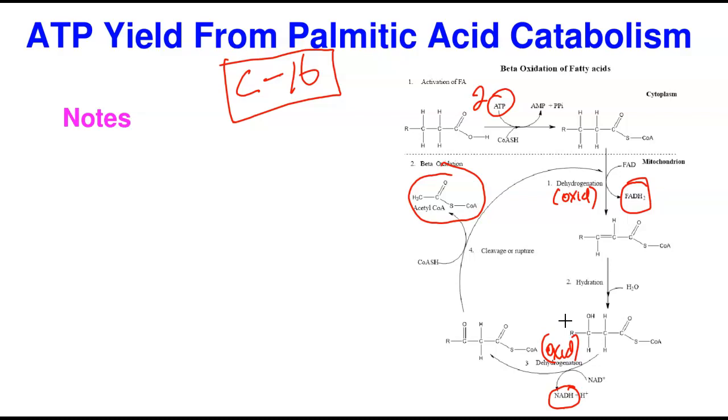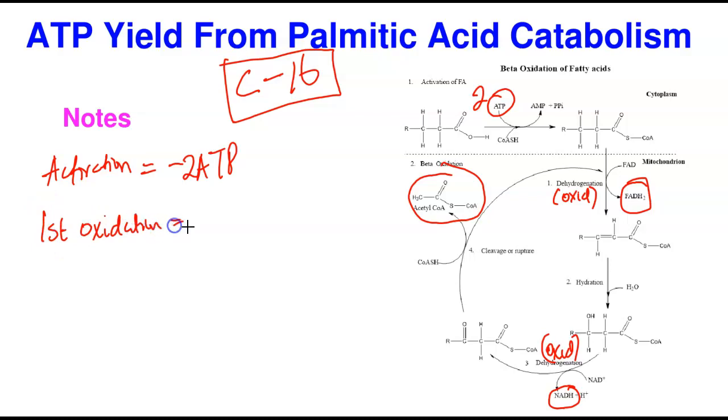So we're going to take down the notes we need. In activation, we lost 2 ATP. And what do we know? In the first oxidation reaction, or you can say dehydrogenation, we have 1 FADH2. This is what you get in one cycle. Remember, we're talking about just one cycle.